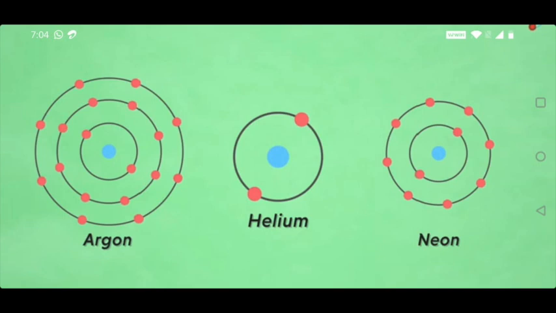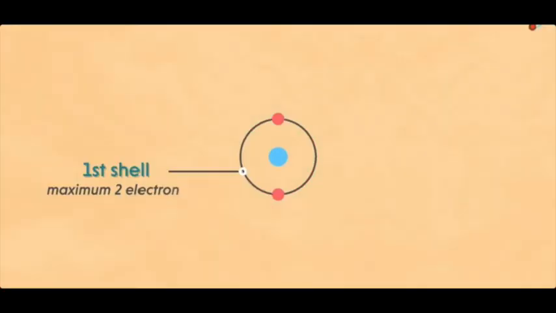This rule is said to be the duplet rule. The duplet rule says that if an element has only the first orbit, then it cannot have more than 2 electrons, and these 2 electrons are the maximum number of electrons that it can accommodate, and therefore this is a stable configuration.